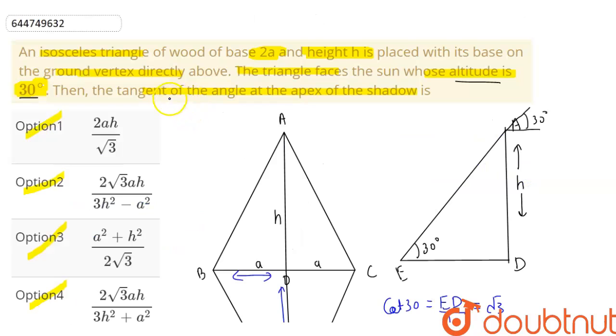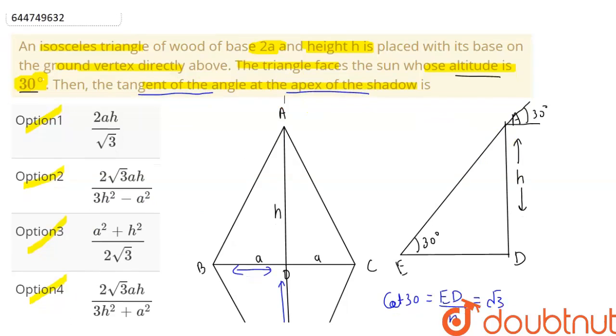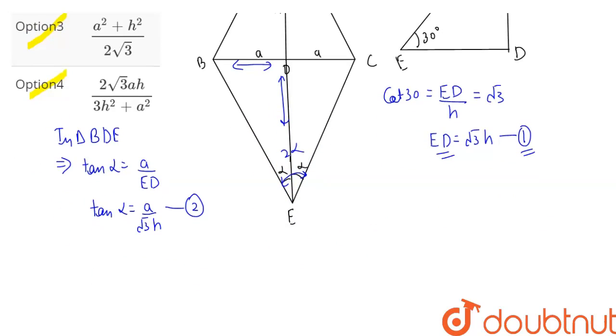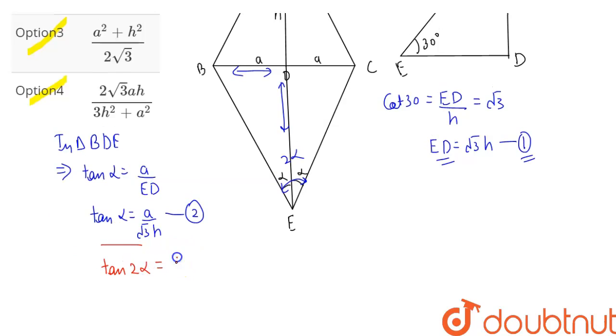Now in this question, we need to find the tangent of the angle at the apex of the shadow. In this figure we can clearly see that the angle at the apex of the shadow is twice of alpha. So we need to find the value of tangent of twice alpha. We know the value of tan alpha, and tan 2 alpha is given by 2 tan alpha whole divided by 1 minus tan square alpha.